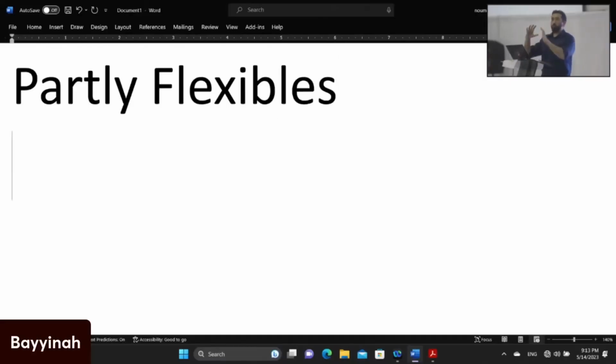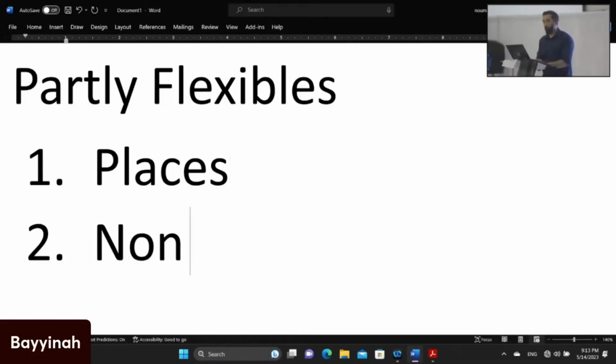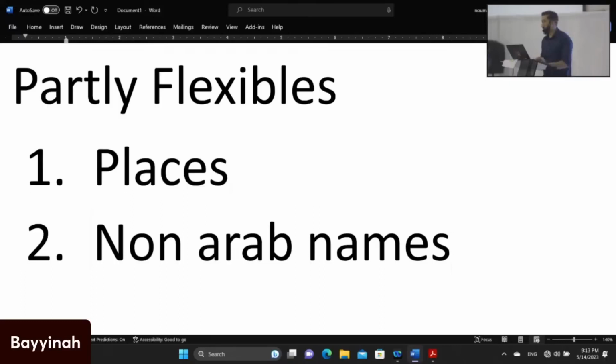Partly flexibles. Just like immigration, there are lots of different visas. Partly flexibles are lots of different categories. But for the purpose of this class, I'm going to keep it super duper simple. For the purpose of this class, partly flexibles are only two categories. Number one is places, and number two is non-Arab names. That's all. There are 5 more categories, but I don't care right now. For you, right now, only 2 categories. Which are they? Places and non-Arab names.